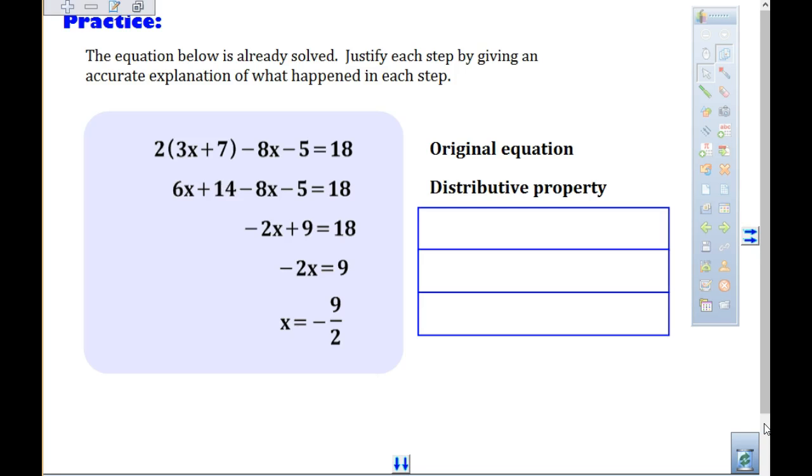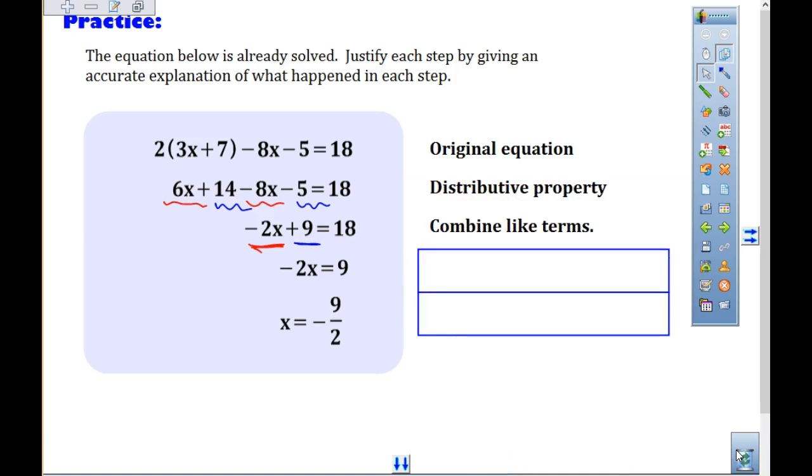In the next one, if you take a look at this, they had 6x and minus 8x, and now they have negative 2x. They had 14 and negative 5, and now they have a plus 9. What did they do? They combined like terms or added like terms. I don't care if you write combine or add like terms, right? So let's say, well, what if you're subtracting them? Well, combining, adding, you're adding the opposite, same thing.